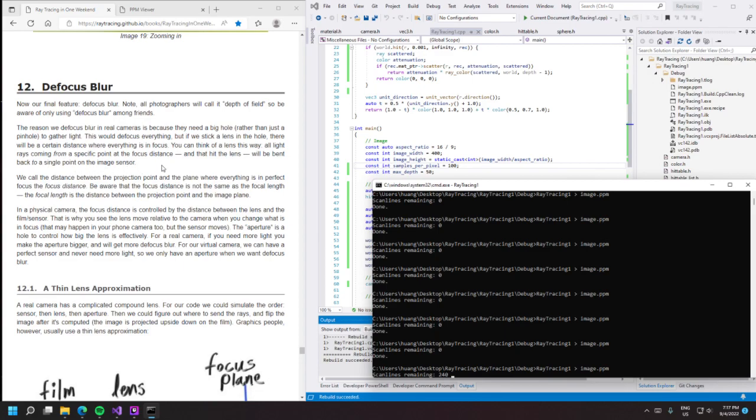I don't understand that in terms of the camera, but I know it's true in terms of our eyes. So yeah. We call that distance the focus distance. Yeah, this is the distance between the projection point and the plane where everything is in perfect focus. In a physical camera, the focus distance is controlled by the distance between the lens and the film or the sensor.